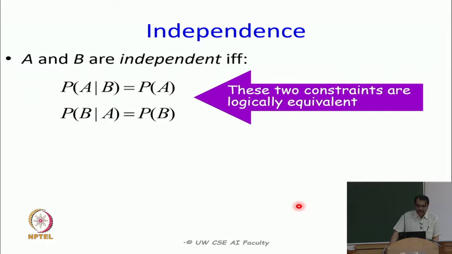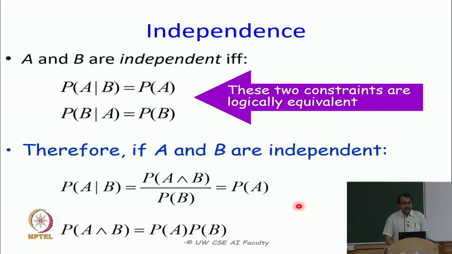Okay. And of course, probability of A intersection B is equal to probability of B given A times probability of A. So, these are equivalent statements that come out. If A does not add any information about B, then B does not add any information about A. And therefore, another definition of independence is probability of A and B is equal to probability of A times probability of B, that comes from this very simple derivation.